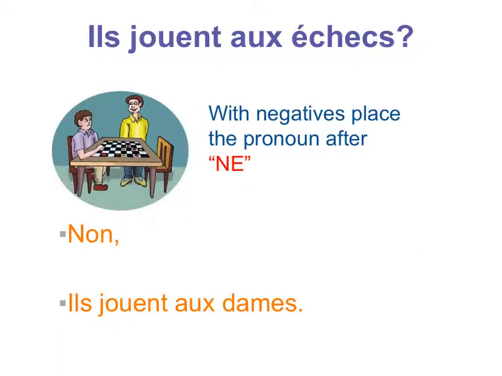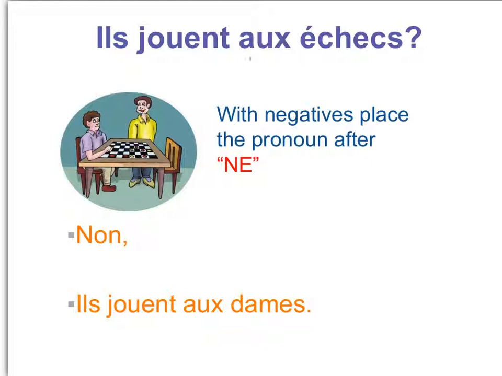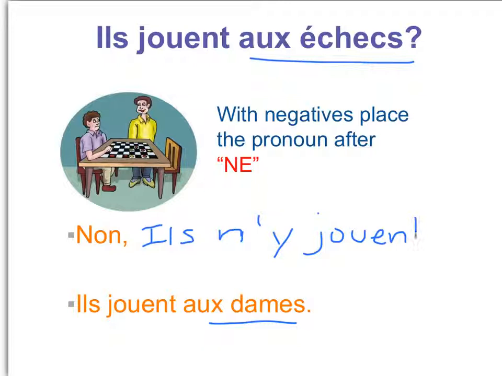We already saw one statement with the ne, just a reminder. With the negatives, you put the pronoun after the ne. So, ils jouent aux échecs. They play chess. Whoops. So, hold on. Aux échecs. Doesn't look like they're playing chess. They're playing checkers. Ils jouent aux dames. Checkers. So, negative. Il, you gotta have your ne first. And because y is a vowel, we're going to do an apostrophe. Il n'y joue pas.